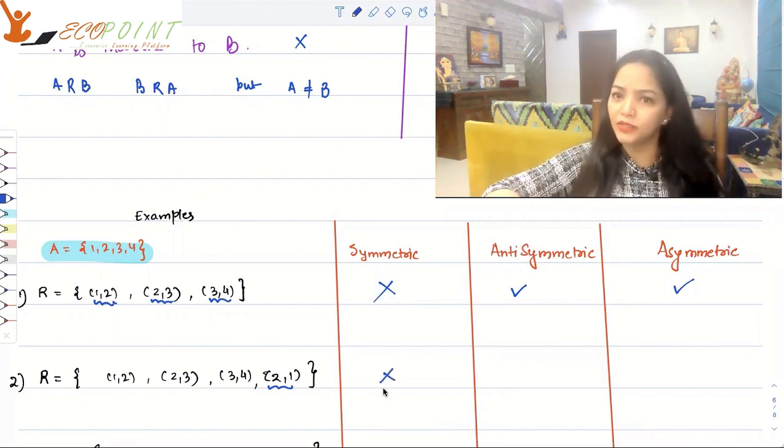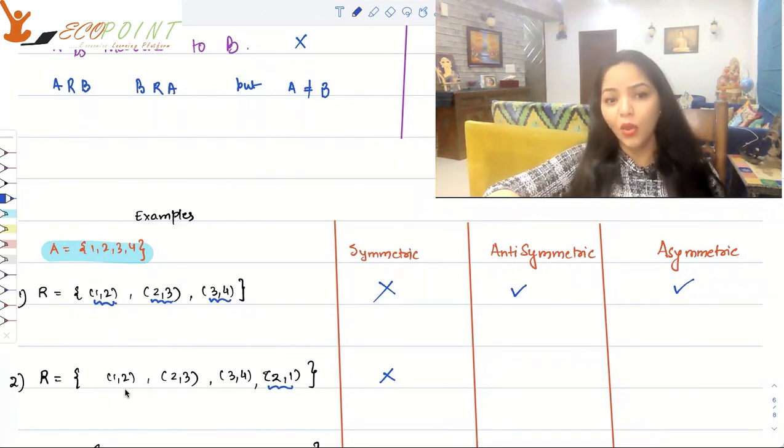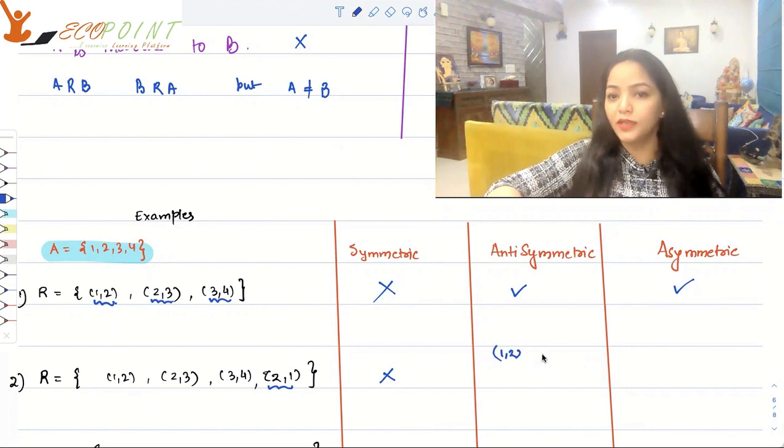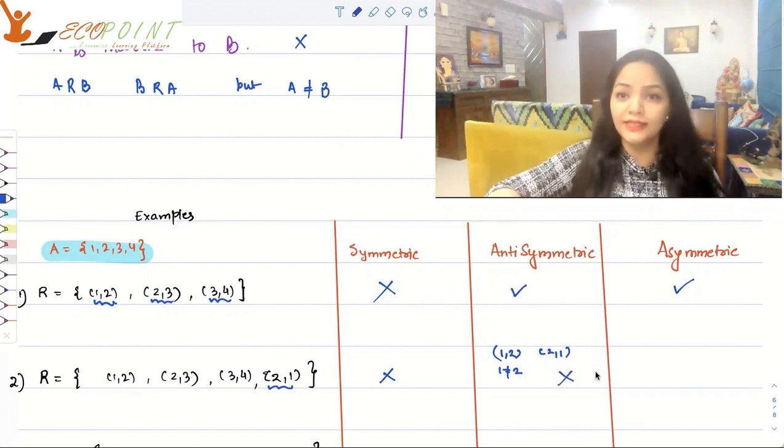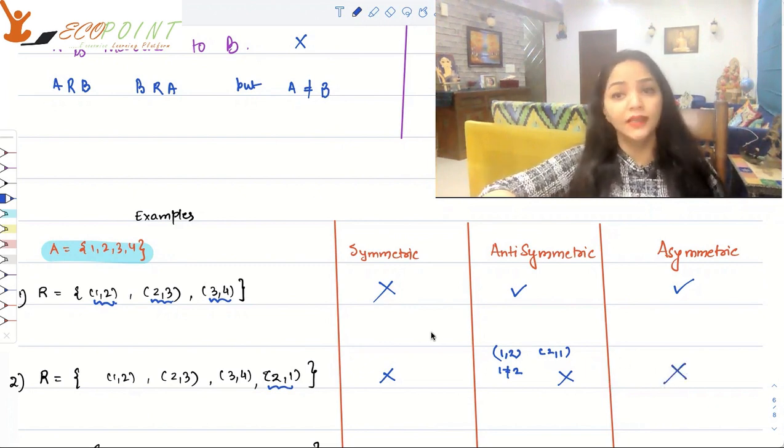Is it antisymmetric? Well, one counterexample is good enough. And the one counterexample that we have here is that (1, 2) is there and (2, 1) is there, but 1 is not equal to 2. So therefore, it is not antisymmetric. Is it asymmetric? The moment you have (1, 2) and (2, 1) in the set, it is not asymmetric anymore, because the definition of asymmetric is that in case x R y, then y R x should not happen.